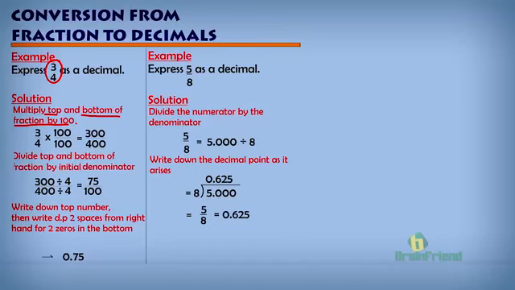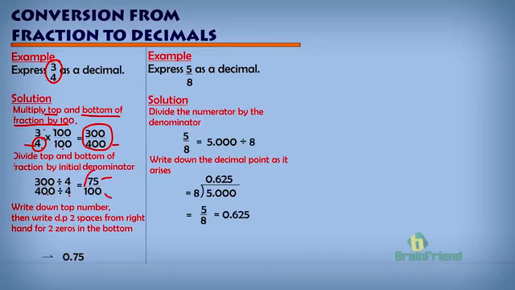So 3 over 4 times 100 over 100. 3 times 100 will give us 300. 4 times 100 will give us 400. 300 over 400 is an equivalent fraction to 3 over 4. In the next step, we divide our numerator and denominator by the previous denominator, that is, the denominator that we had in the original fraction, which is 4. So 300 divided by 4 would give us 75. 400 divided by 4 would give us 100.